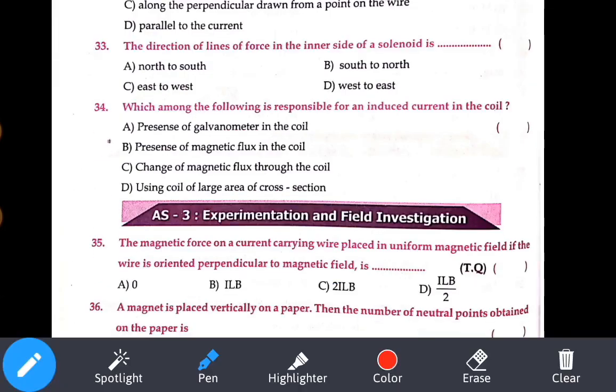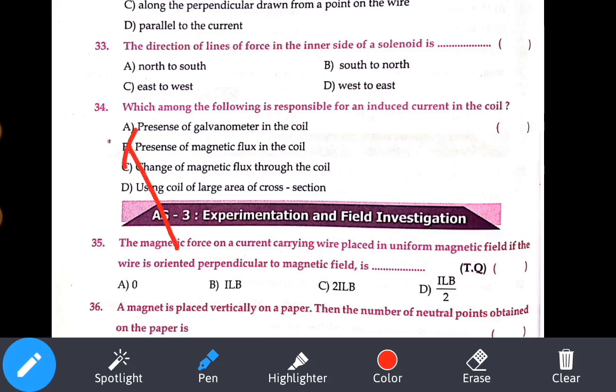34th question. Which of the following is responsible for an induced current in the coil? Change in flux with respect to time is responsible for induced current. Change in the magnetic flux with the coil, which is our answer. Magnetic force of a current, okay. I think I told the first question on the first page only.